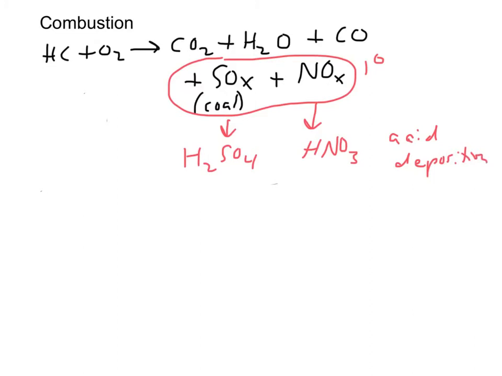So we can fix this problem of acid rain by using smokestack scrubbers when we're burning coal. So let's do that in green as a solution. Smokestack scrubbers. The scrubbing part of it is what's really removing the sulfur oxides, and it's doing that chemically.